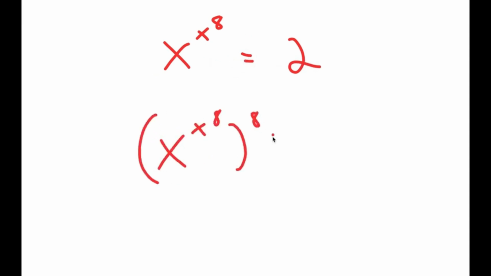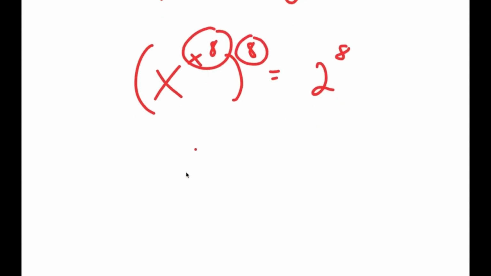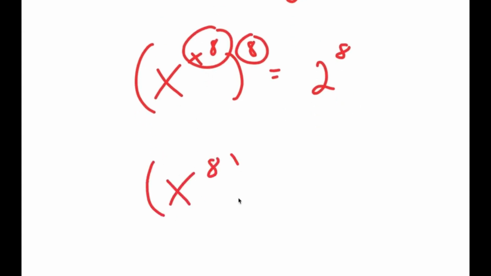Alright, so in this video, I'm going to solve the equation x to the power of x to the power of 8 is equal to 2. So I'm going to first start by taking the power of 8 on both sides. So I get x to the power of x to the power of 8 to the power of 8 is equal to 2 to the power of 8. And now I'm going to switch the places of these two. So I get x to the power of 8 to the power of x to the power of 8 is equal to 2 to the power of 8.